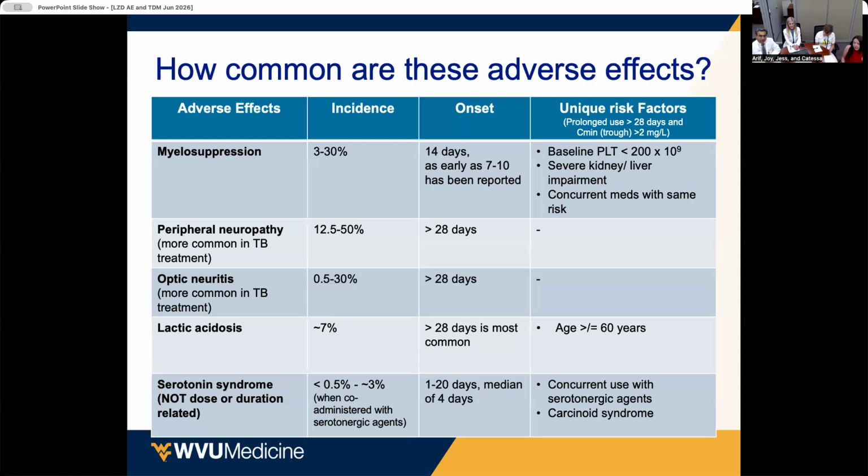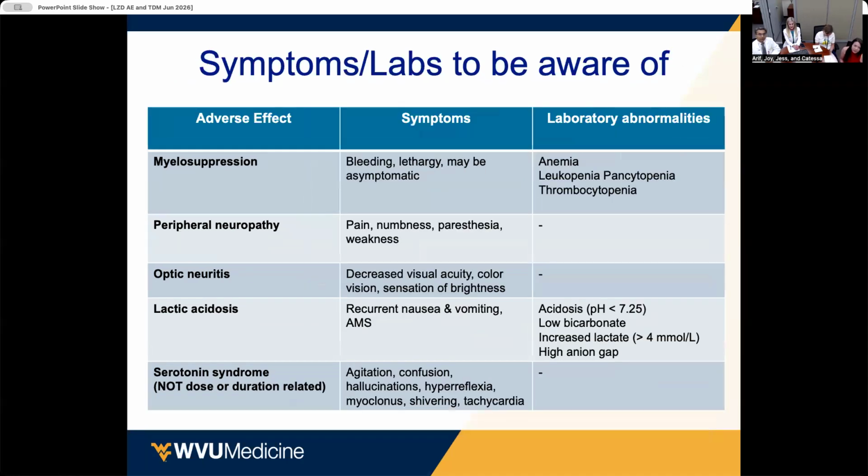The onset can be day 1 of therapy to 20 days of therapy, and the median is about 4 days. And of course, the risk factor here is other serotonergic meds as well. So looking at the next slide, I just break this down a bit into symptoms and laboratory abnormalities. For the sake of time, I won't go through these in depth, but they're here on the slide for your reference.